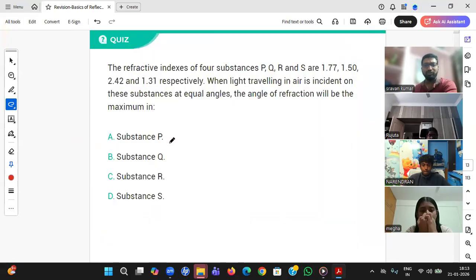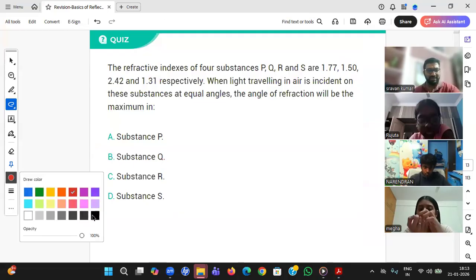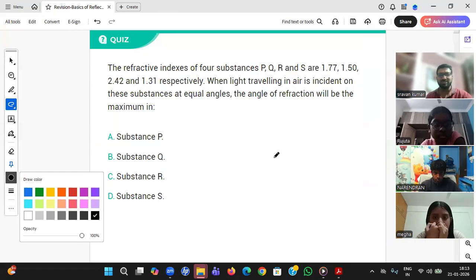So now we are continuing with some of the questions. The first question is on the screen. Read the question. I think one student gave the right answer already yesterday, so I'll take her help. Come on, student, read the question. The refractive index of four substances.